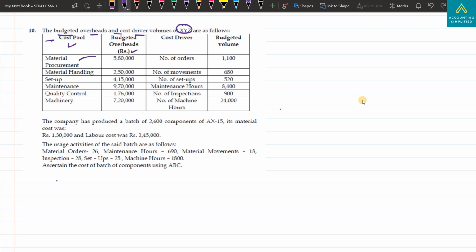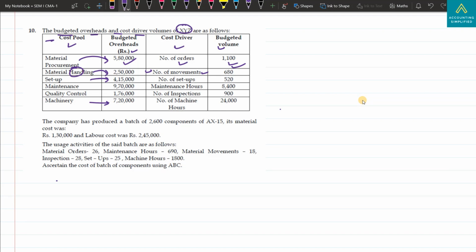It means that for material procurement, the total budget is 5,80,000. For material handling, it is 2,50,000. For setup, it is 4,15,000. Likewise, machinery 7,20,000. The cost driver and budgeted volume: number of orders is 1100, number of movements for handling this material. So the cost pool is given and the cost driver is given. So directly we can find out the cost driver rate, right? By dividing this into this, we can find out the cost driver rate.